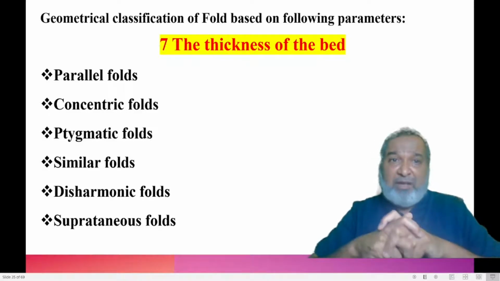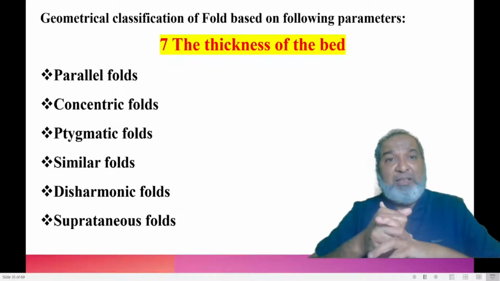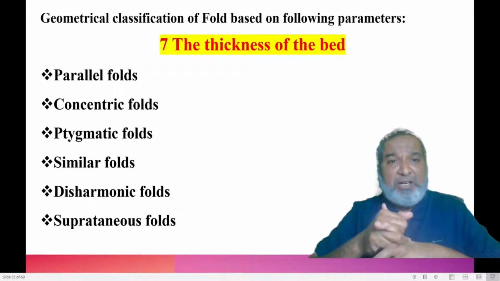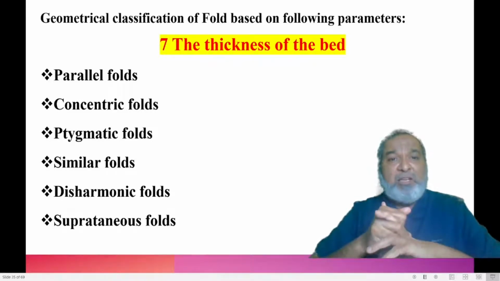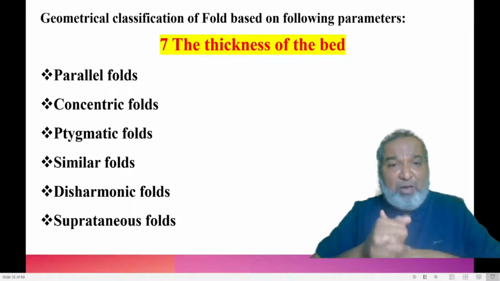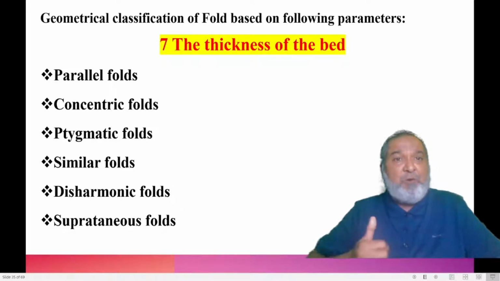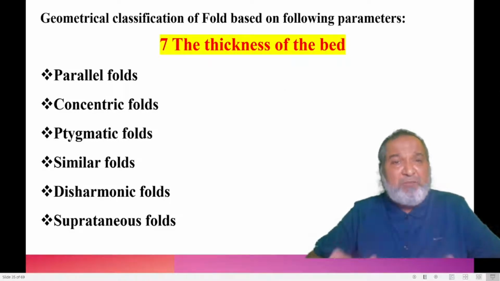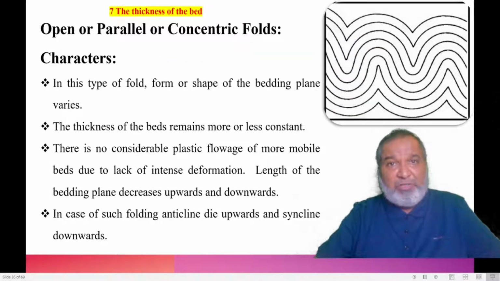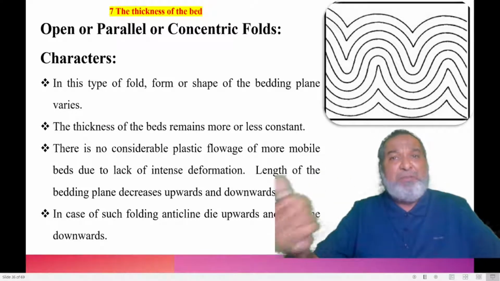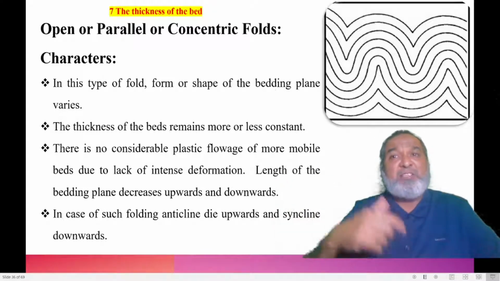Now in this we have around seven folds: parallel fold, concentric fold, stigmatic fold, similar fold, disharmonic fold, and supratenuous fold. This is based on the thickness. Now I can see this first one, open, parallel, or it is called concentric.